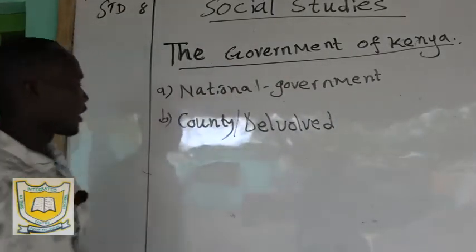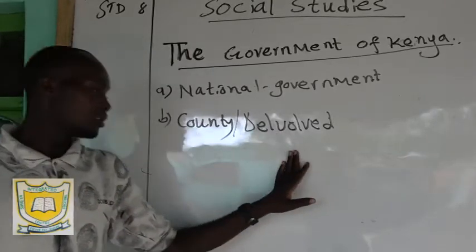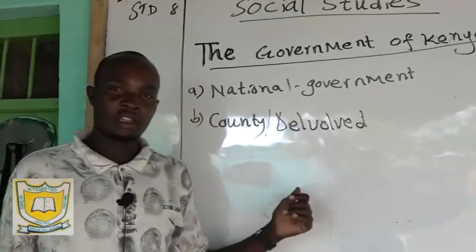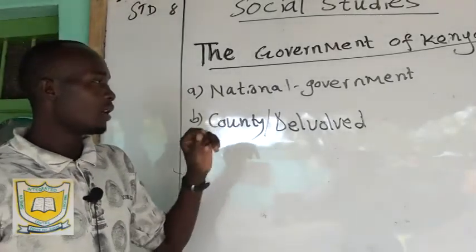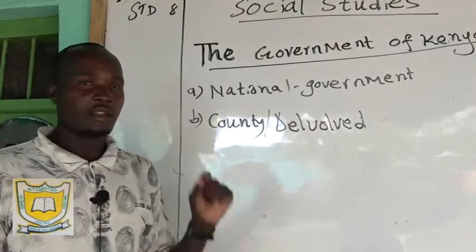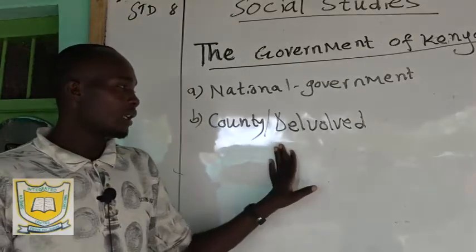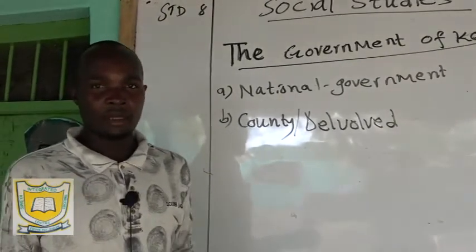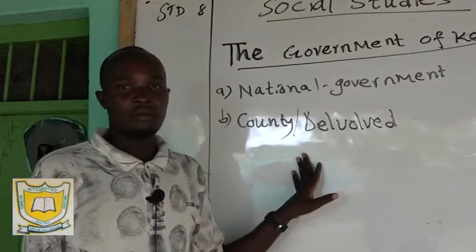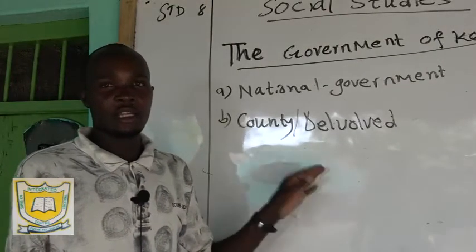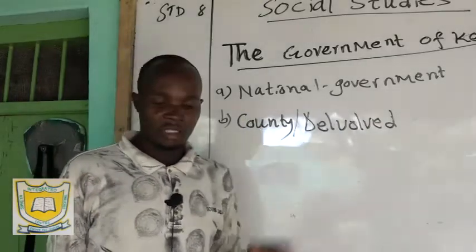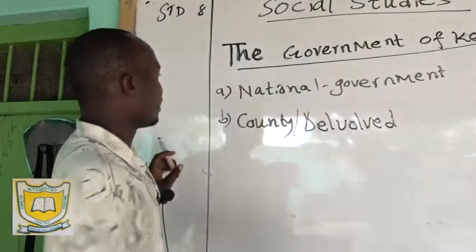So county government, or devolved government, we know very well, according to the new constitution, we have 47 counties in Kenya. And every county has its own president, who is the governor. The governor also appoints some executive committee members. So we have what we call the CS of the county. So we shall look briefly at the county government, just briefly.